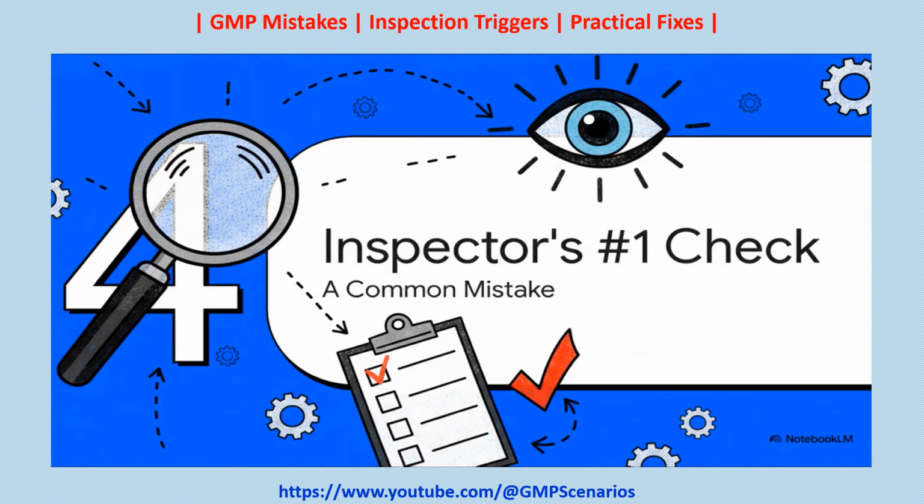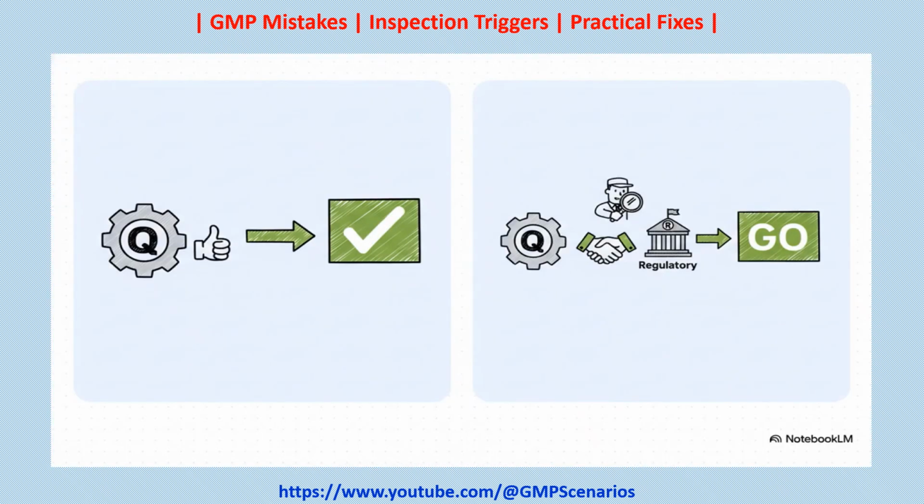All right, now for the final and maybe the most important piece of this whole puzzle. If you want to know what an inspector is going to zero in on, this is it. This is their number one check. So here's the most common and, believe me, costly mistake that companies make. The myth is that once the internal quality department signs off, you're good to go. But the reality? The reality is that inspectors always check for alignment between that quality approval and the regulatory assessment. They are looking for that handshake, that connection between the two functions.